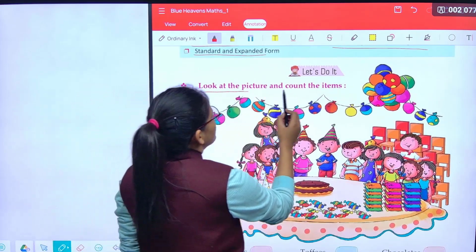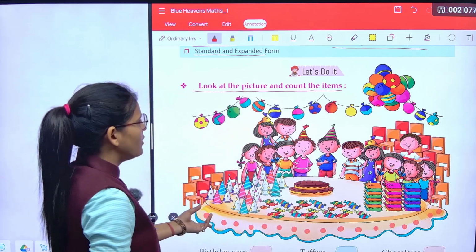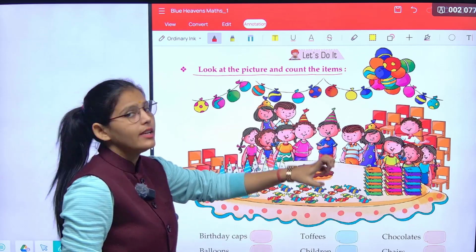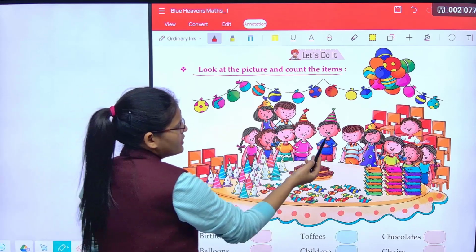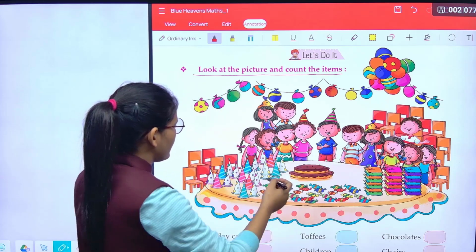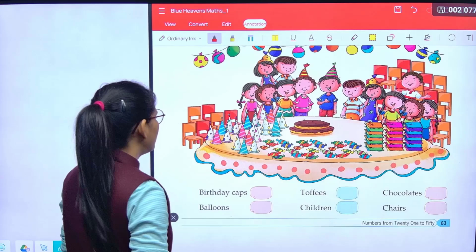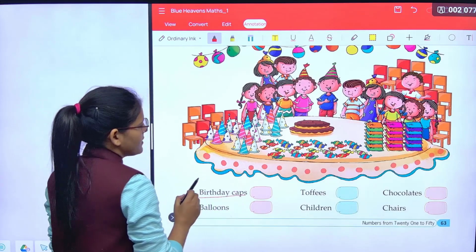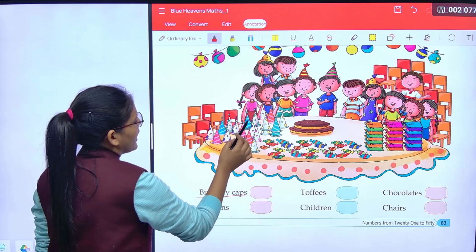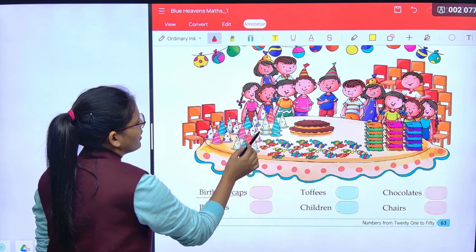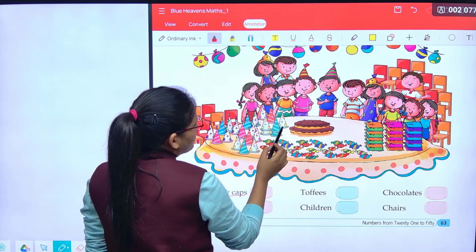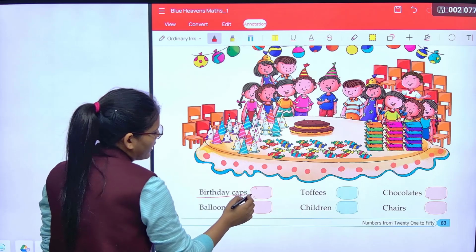Look at the picture and count the items, class. There is a birthday party. There are many children, balloons, gifts, toffees, cake. Okay class, now count them. Here are birthday caps. How many birthday caps? 1, 2, 3, 4, 5, 6, 7, 8, 9, 10, 11, 12, 13, 14, 15, 16, 17, 18, 19, 20, 21, 22. Birthday caps are 22.